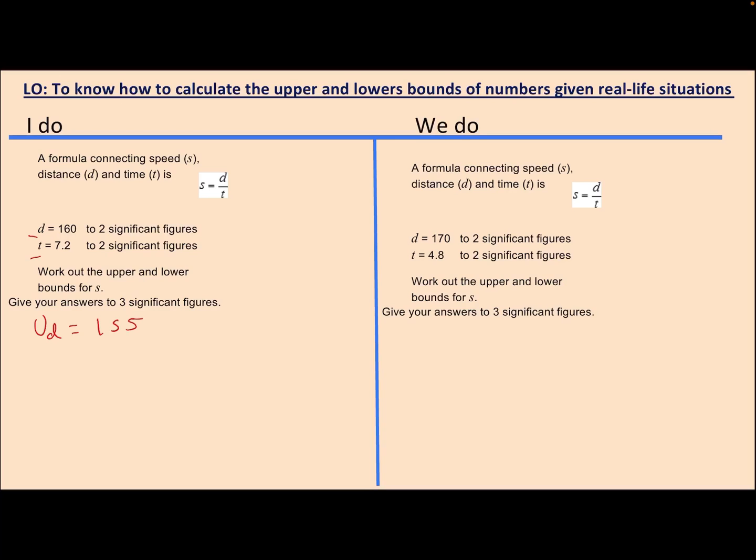165, and lower bound D is 155, and then upper T is 5.25 and lower T is 5.15. So if we want to find our upper S, we're going to need to use the biggest value of D and divide it by the lower bound of T. Okay, so that's just going to be 165 divided by 5.15.